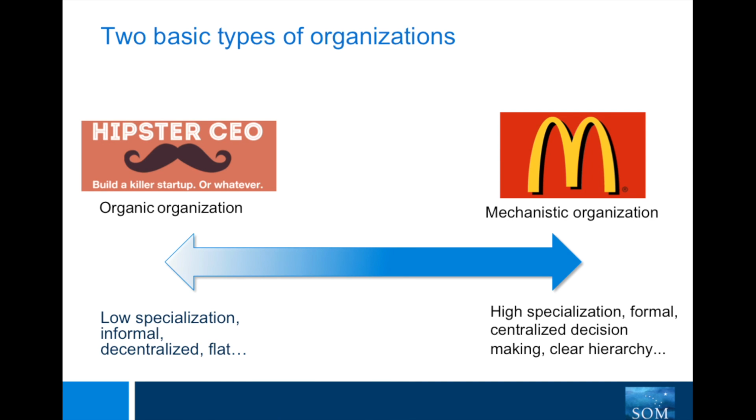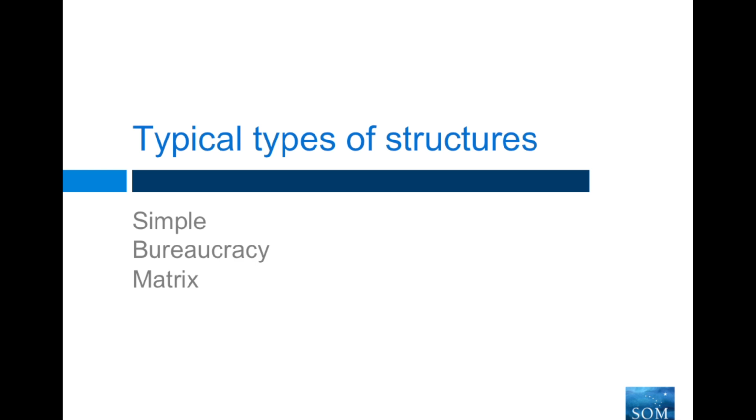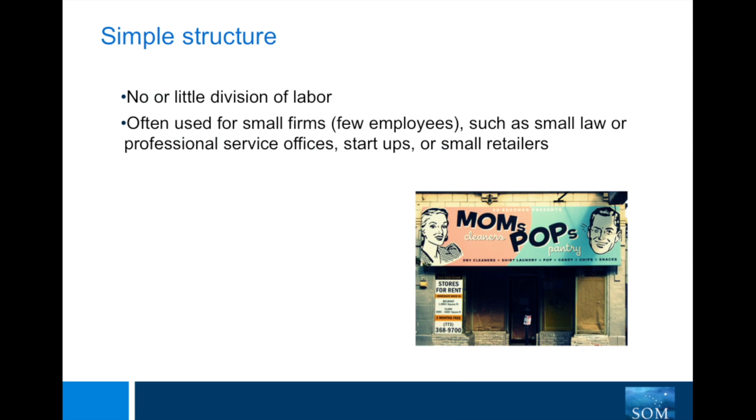But most organizations fall somewhere in between those 2 extremes on this spectrum and can have different degrees of these different traits of specialization, formalization, centralization, etc. Now we'll look quickly at 3 different types of common organizational structures. So first there's the simple structure, where there's little or no division of labor, and this is what's often used for very small firms that don't have very many employees, such as law or professional service offices, maybe a dentist's office, startups, or small retailers.